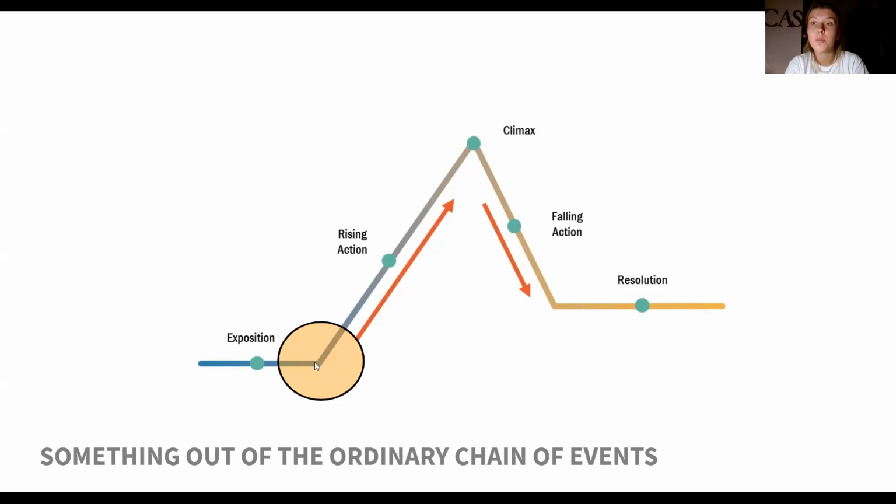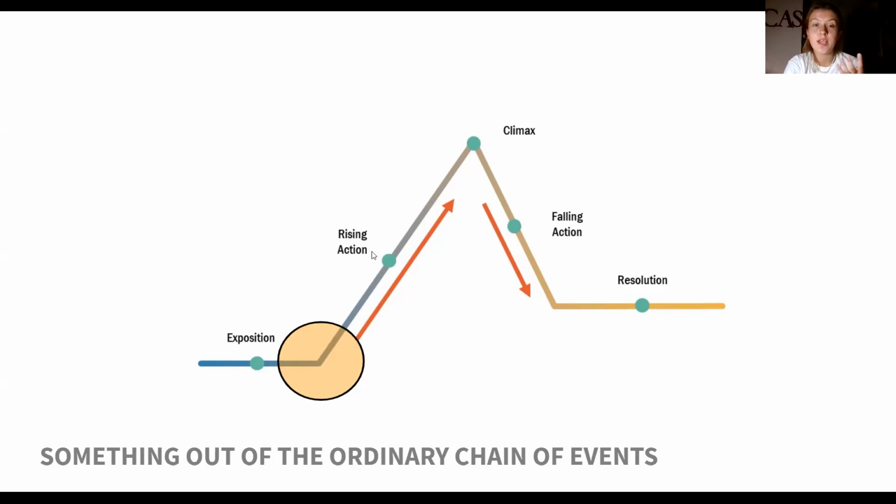This is the first moment where something new has happened and the character's life is beginning to change. It's not just normal anymore. It's beginning to be a new kind of world. So that's where our arc starts going up.